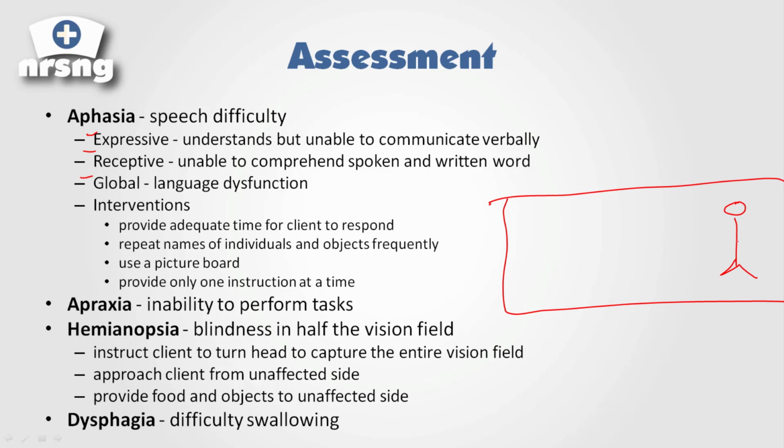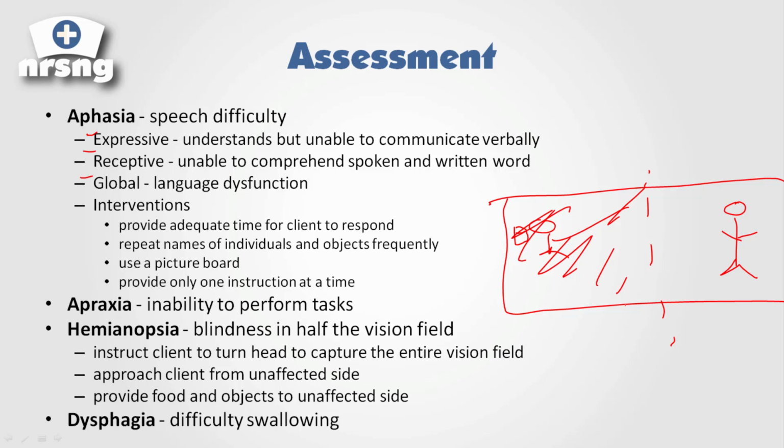So they'll have a picture. It's actually a picture of a mom over here doing dishes, and then over here there's a couple kids grabbing into a cookie jar. And so people with hemianopsia will only be able to see one half of the picture. This other half just becomes completely absent, and they just can't see it at all. So what we can do here is instruct the client to turn their head to capture the entire vision field.